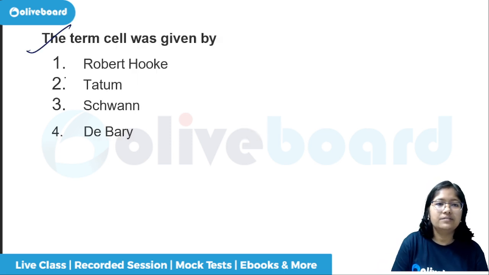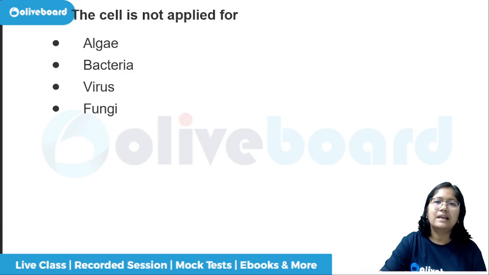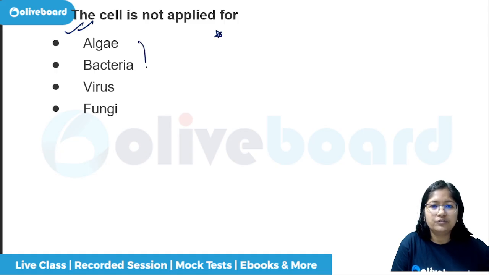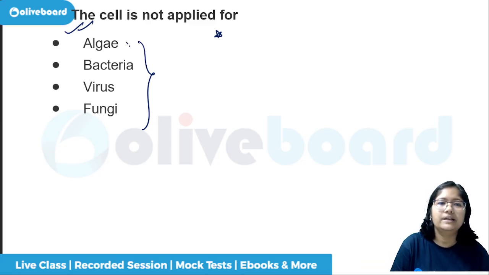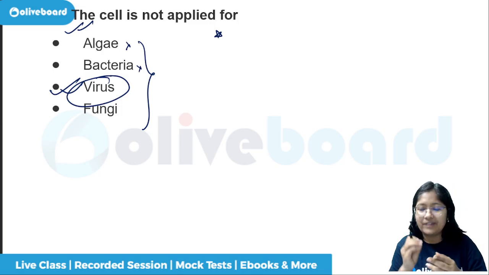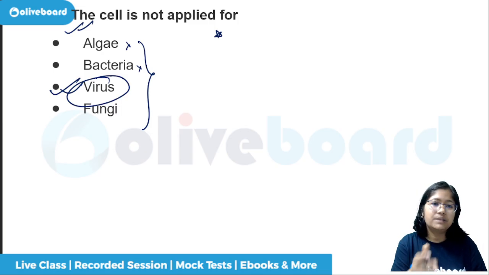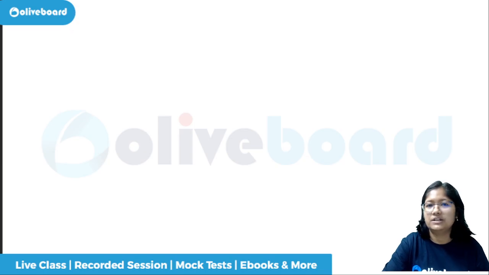Who gave the term cell? Robert Hooke gave the term cell. But after that, Leeuwenhoek observed the live cell. Which of the following does the cell concept not apply to? Because it is the bridge between living and non-living. Is it algae, bacteria, or virus? Viruses are the bridge between living and non-living, so this does not apply. They just have genetic material. They infect other cells and make them copy the genetic material. So viruses manipulate other cells to copy their genetic material.